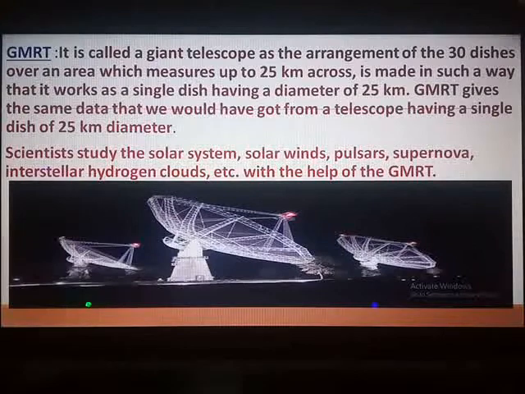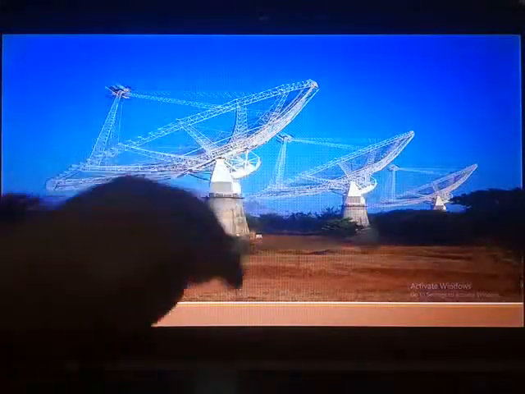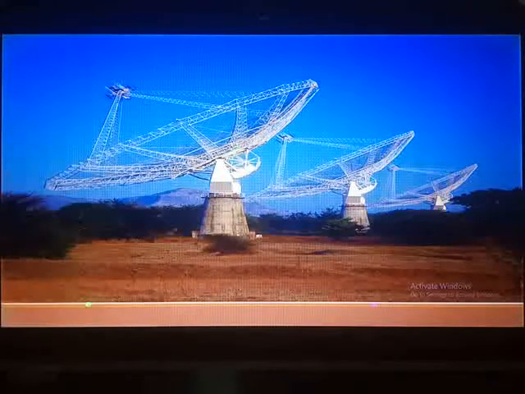So after we complete the topic of radio telescope, we complete the study of the different telescopes which are there in your syllabus in this chapter. Now, our next topic is telescopes in space. See, one more image of GMRT I have put here. Many pictures, many images. If you search on Google, you will be able to see about the GMRT.